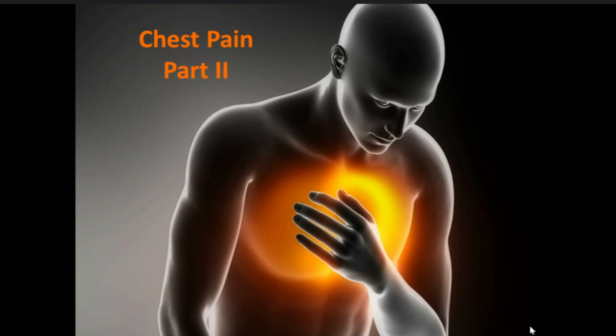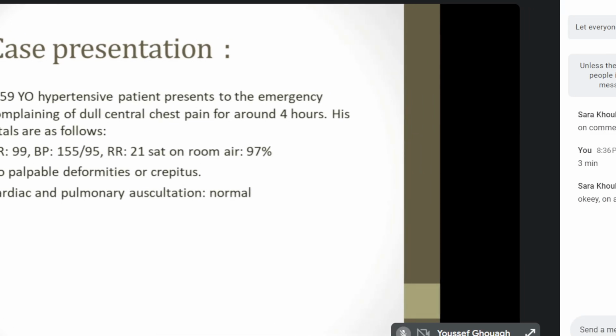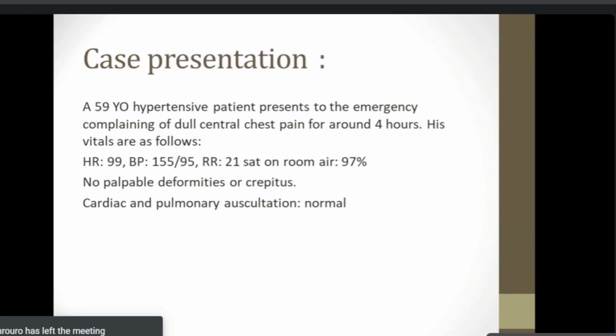I'm Khadija Zaki, a medical student in my 7th year. We will start the presentation with a case of a 59-year-old hypertensive patient presenting to the emergency department complaining of dull central chest pain for around 4 hours. His vitals are as follows: heart rate 99, blood pressure 155 over 95, respiratory rate 21, and saturation on room air 97%.